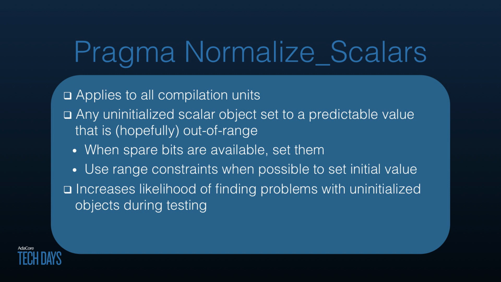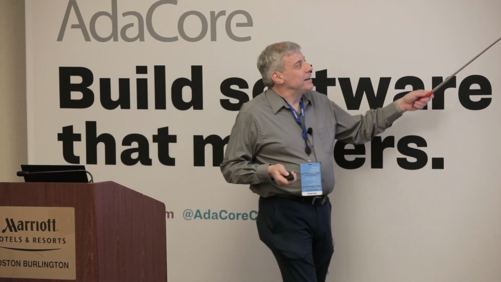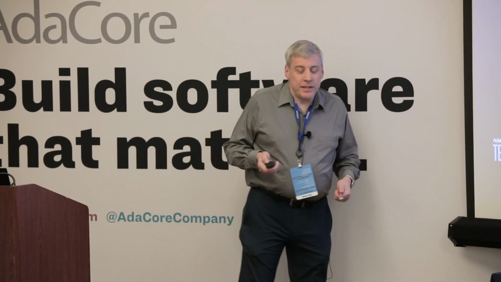Other functionality within the language itself helps you in debugging. Normalized scalars is a way of telling the compiler that every object we create should be initialized with something that shouldn't fit in the range. It should be an invalid value, so that if I ever do a read of an object before I've done a write to it, I should get a failure. The other way to do that is run it on Windows, because Windows always finds those things for you. But it applies normalized scalars.